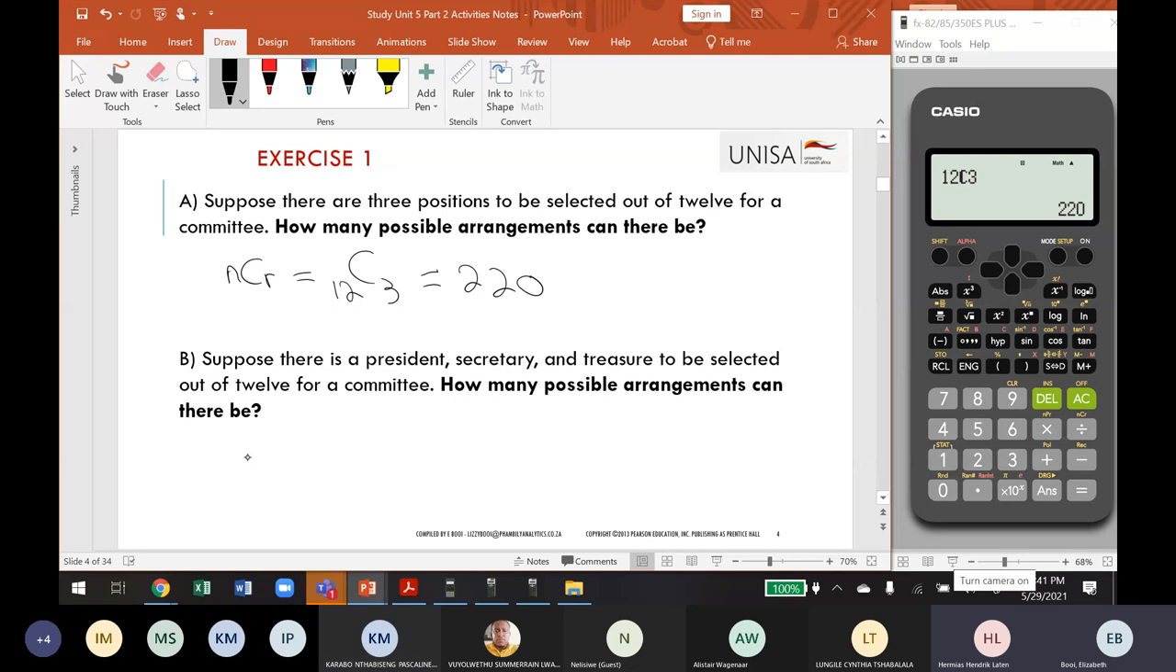Are we calculating combination or permutation here? We're calculating permutation, so it will be nPr, which is almost the same as what we had before. Our n is 12, and the three positions are our x. So nPr or 12P3. And calculate what is the answer.